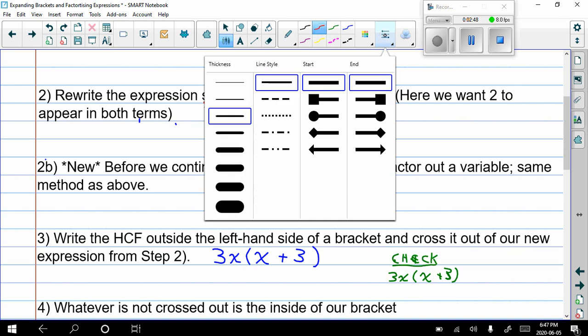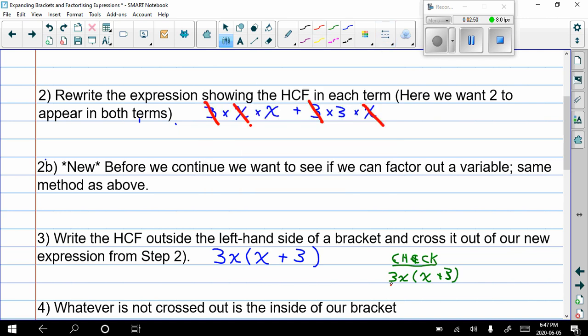So here, we're going to do our 3x times by x, and there we get 3, and x times x, we get an x squared, remember? And then we have 3x times 3, so that 3 times 3 is 9, and x. And that is exactly what we started with, so we know we've done it right.